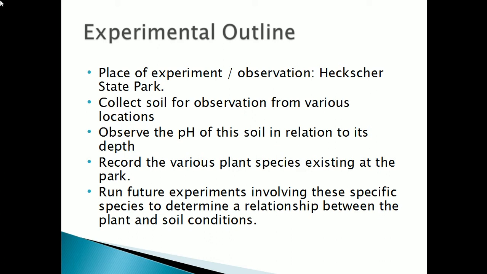Furthermore, an analysis of plant species within Heckscher Park will determine a correlation between the soil conditions and the plants' living conditions. Then, running future experiments involving specific plant species found at Heckscher will aid in determining a common link between soil and optimal plant growth conditions.